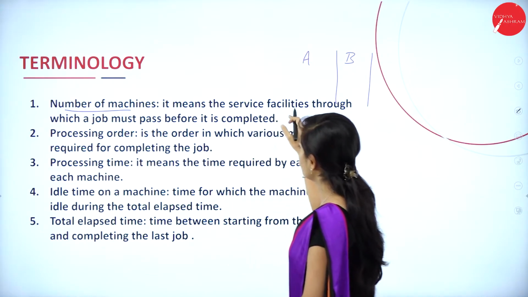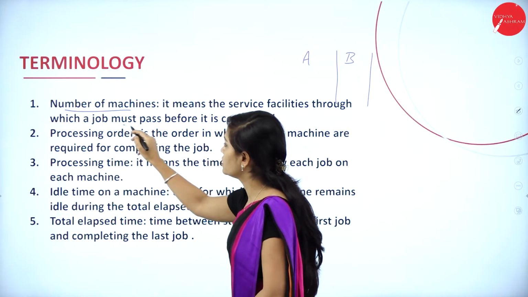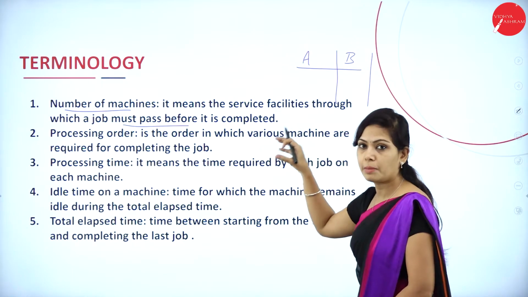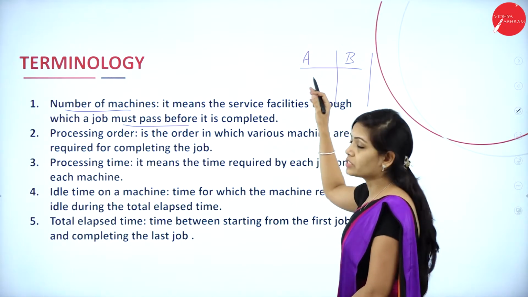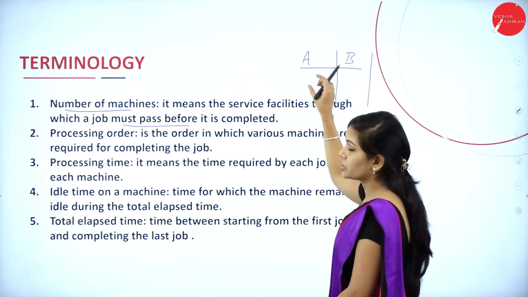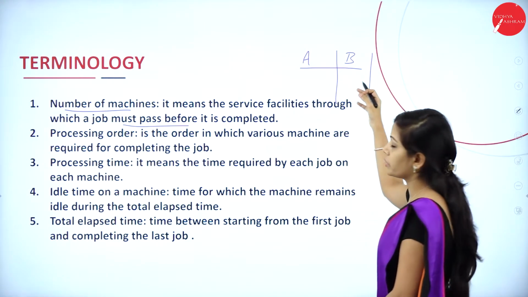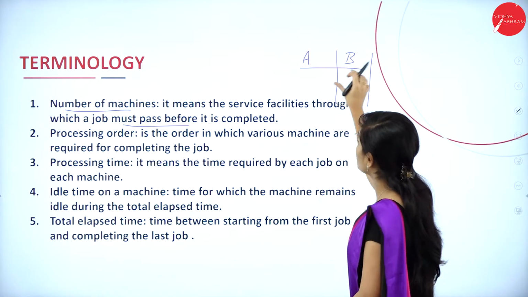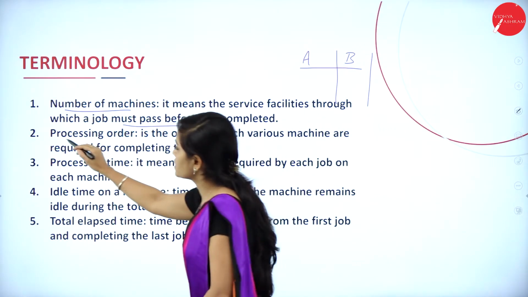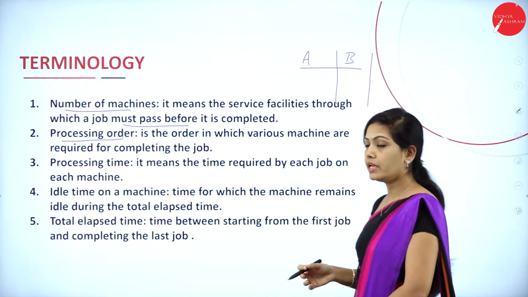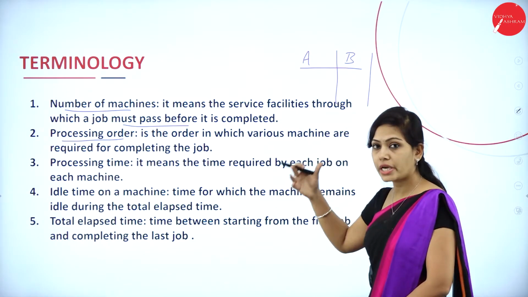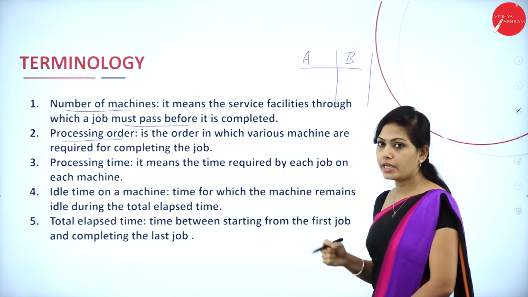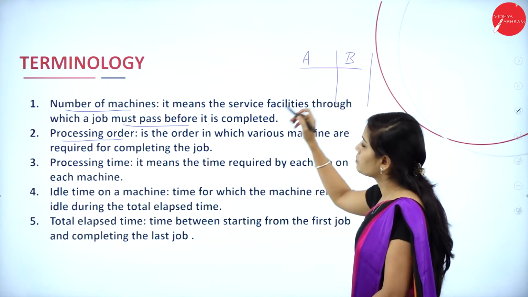Number of machines means the service facilities through which a job must pass before it is completed. So on which machine the job is completed first. For example, how much time is required for completing the job on machine A and how much time for machine B. We are also finding the processing order. Each and every job's time is found in sequencing.